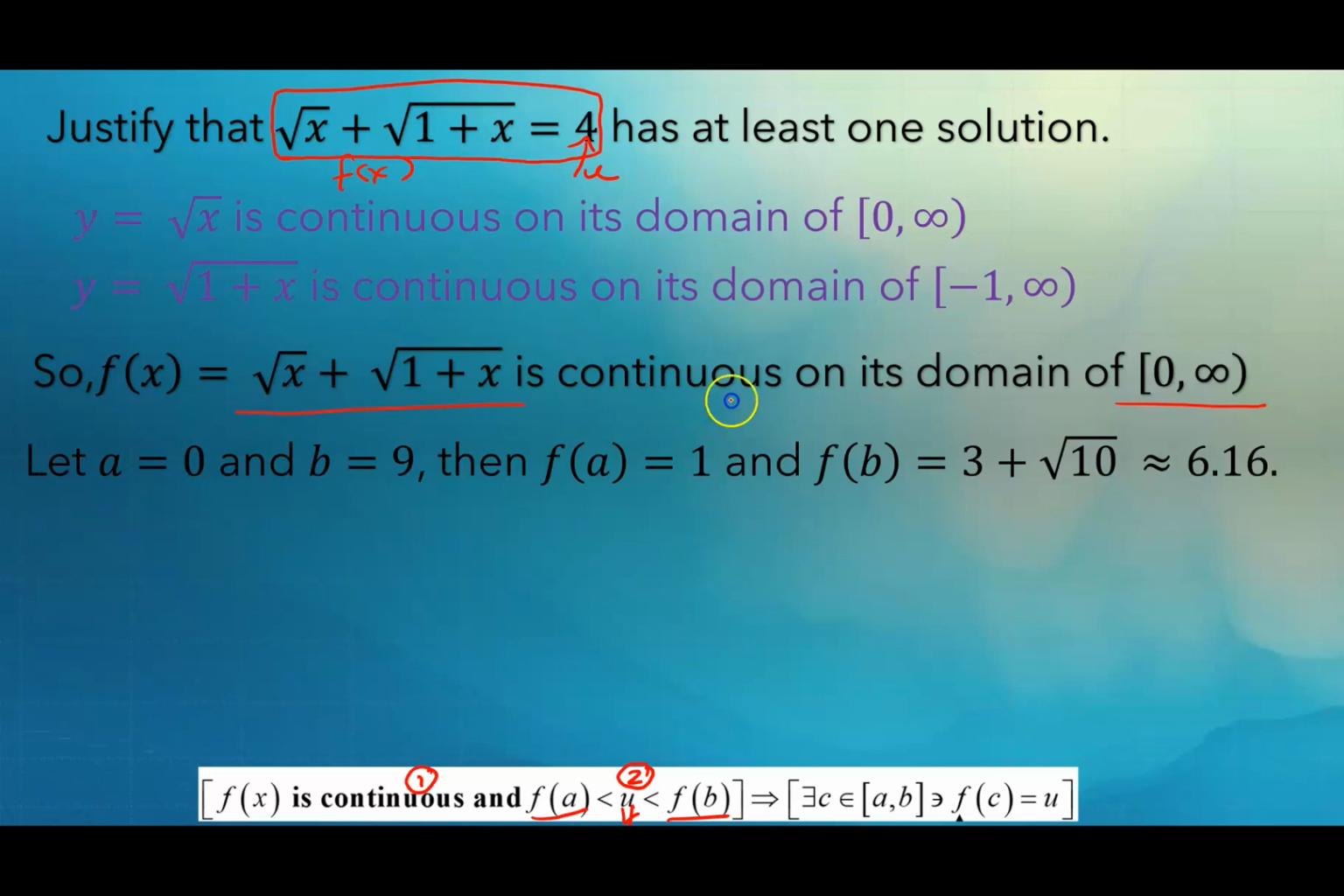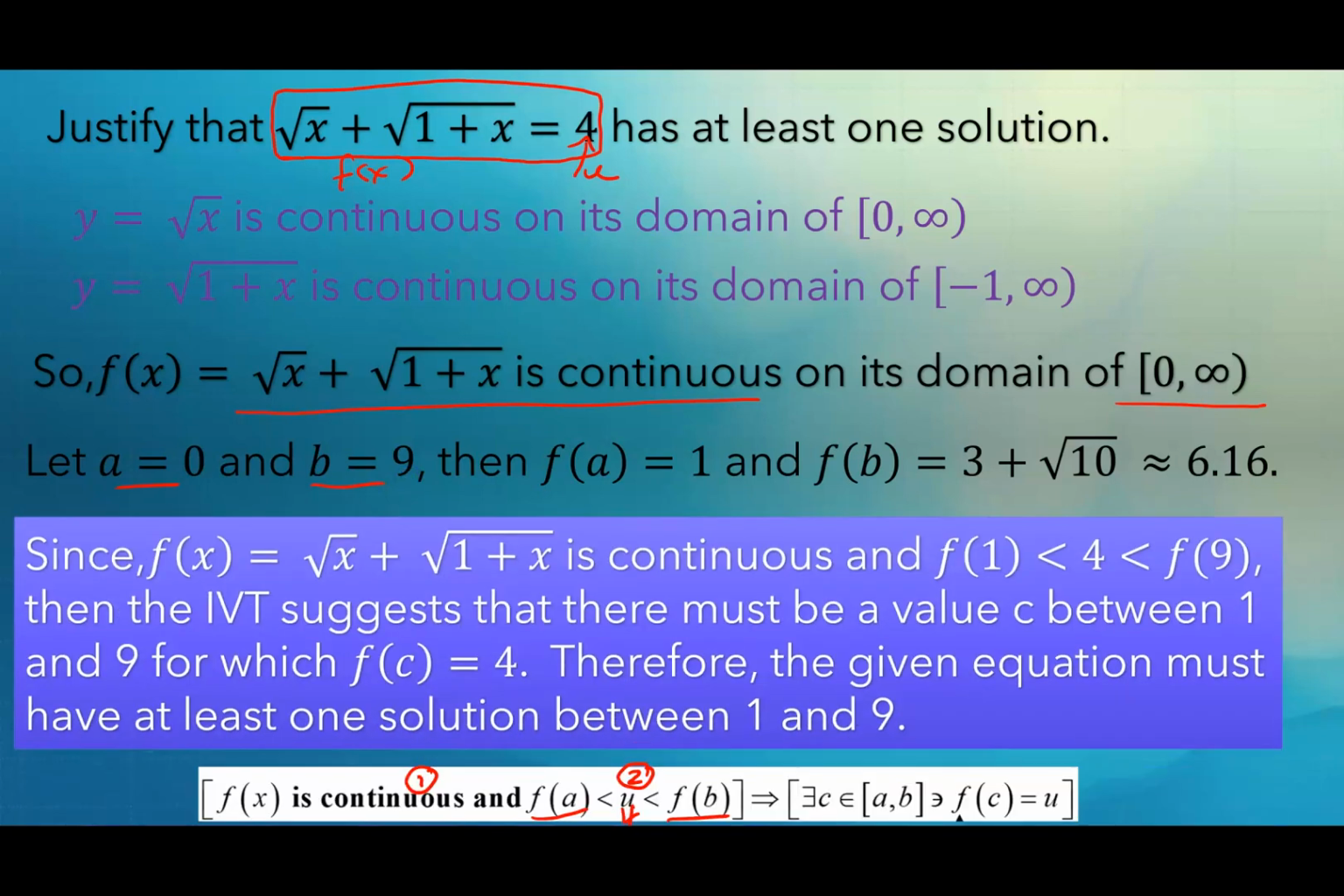Okay, so f of x is continuous, and we have an a and a b where u is in between f of 1 and f of 9. So the intermediate value theorem will tell us then that there must be a c. There must be a c in between 1 and 9 for which f of c is equal to 4. Right? So then the given equation that we have will have at least one solution between 1 and 9.